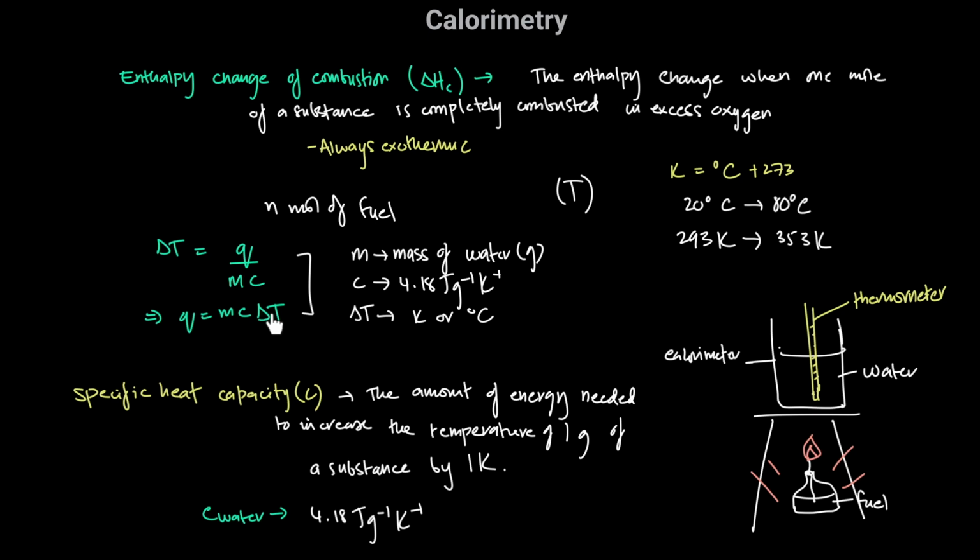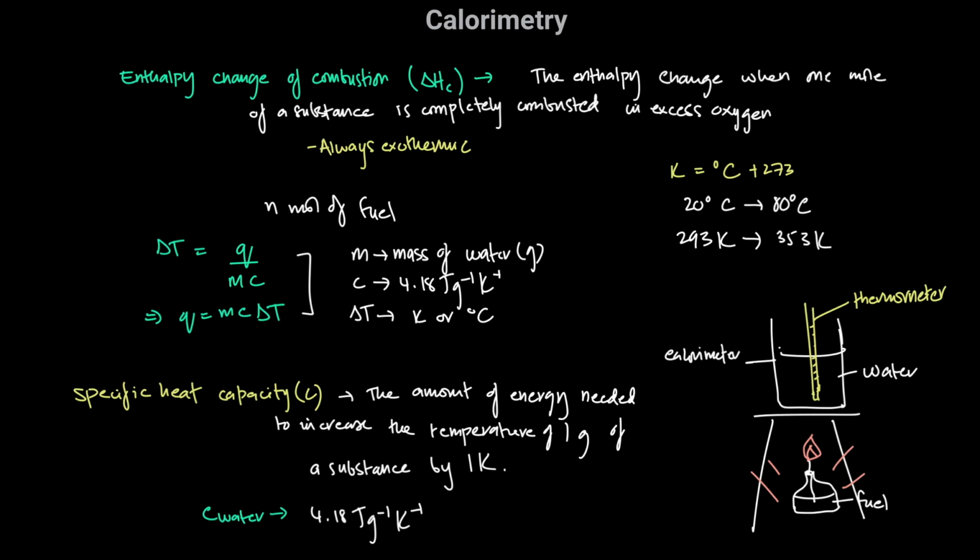But when we're talking about change in temperature, or delta T, the units don't matter between Celsius and Kelvin. For Celsius and Kelvin, the change in temperature would be the same, because it's a linear scale. There's just a plus 273 between the two, so the difference in temperature will remain the same.